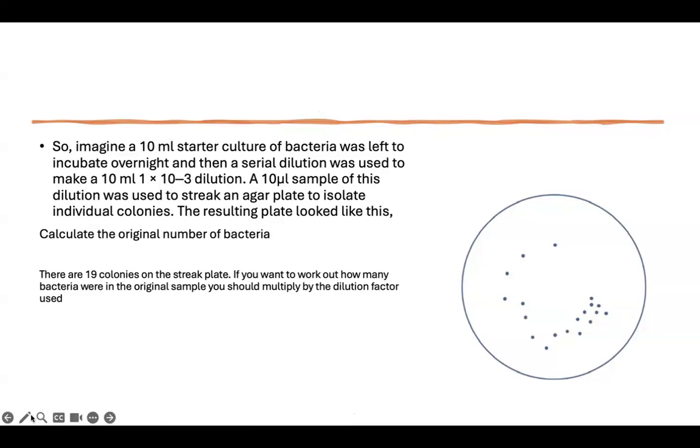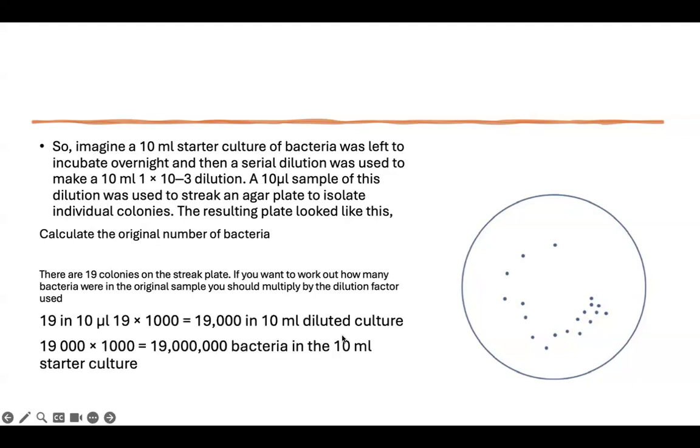For this question, you have to make sure that you're looking at the units because you have microliters and milliliters, so the units have to be the same no matter what you're working with. And you have to remember that it's a 1 times 10 to the minus 3 dilution, which is essentially giving us the fact that it's a 1 in 1,000th dilution, if that makes sense.